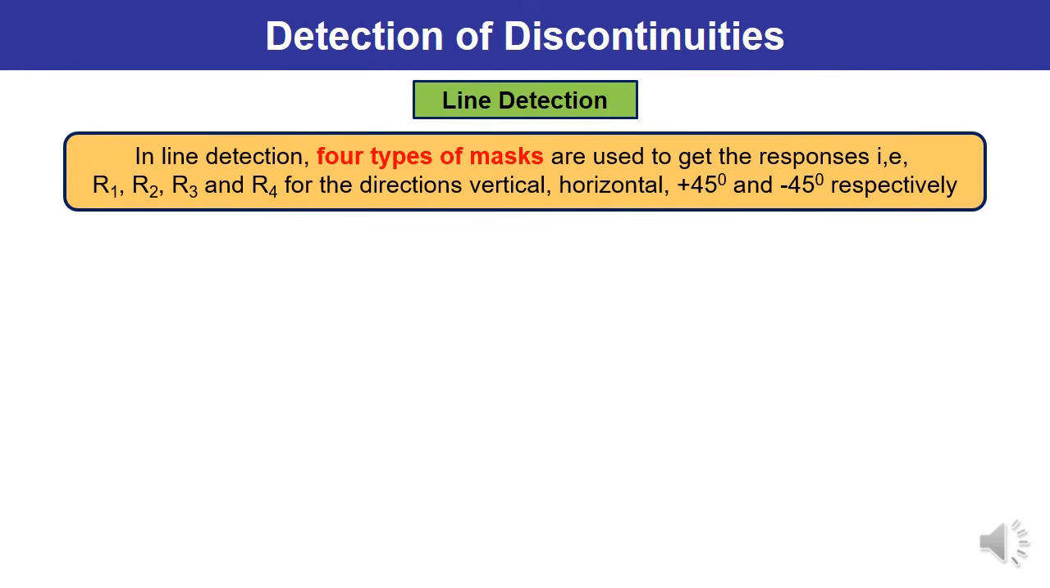Second is line detection. This is another kind of discontinuity. About line detection, I have told you that 4 types of masks can be used to get the responses. What are the 4 kinds of mask and how are they to be identified? A line may be a vertical line, a horizontal line, a slanted line at 45 degrees, or a slanted line at minus 45 degrees. So accordingly, 4 different masks are to be taken.